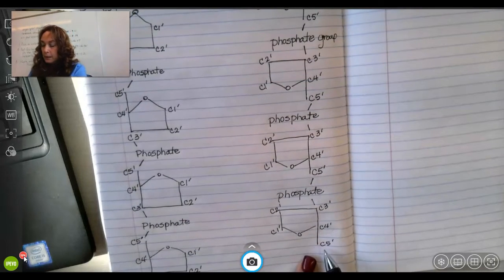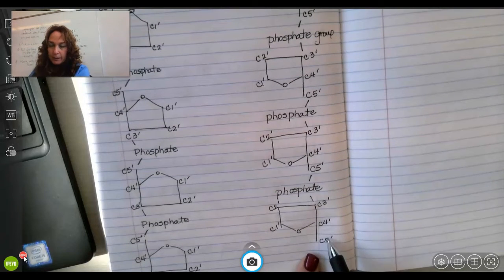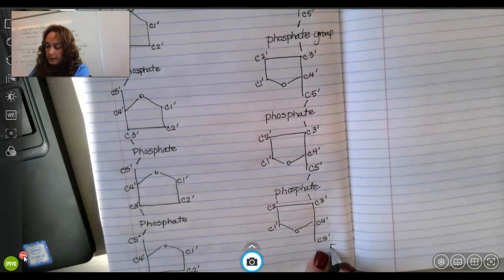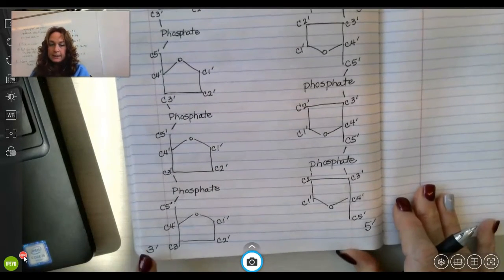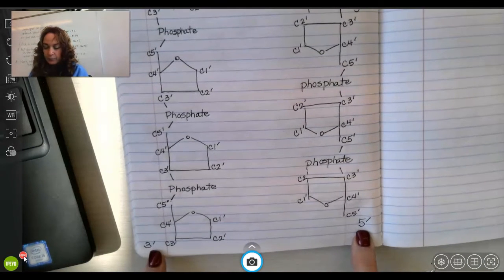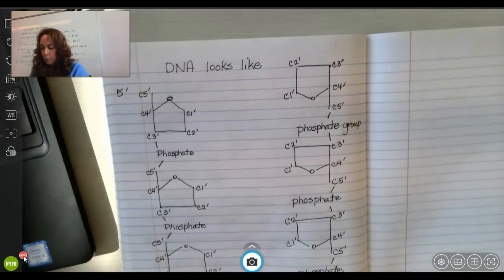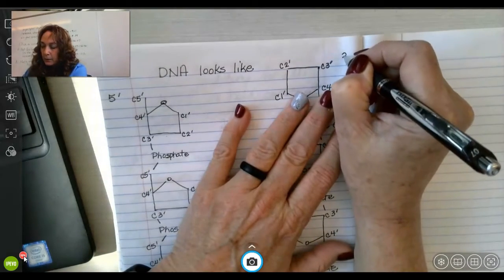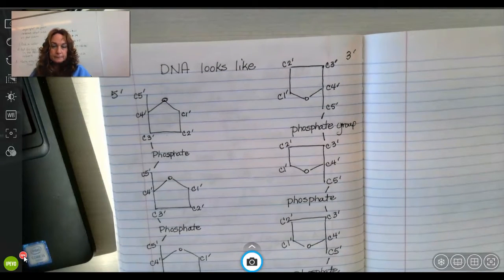So let's think about this. Now since the 5' carbon is in this direction, this is the 5' end. Ooh, that makes sense, doesn't it? Because I learned anti-parallel, they're going to always have the 5' of one with the 3' of the other. I get it. I see why. And the 3' here. Okay?